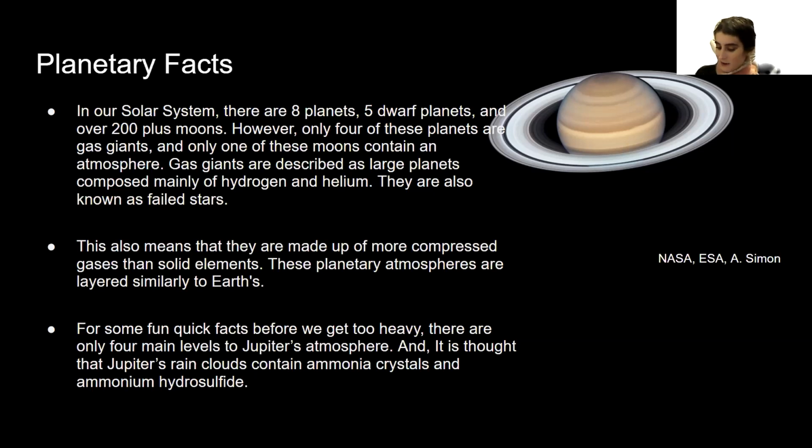But because our one reference is from one particular gas giant, today let's dive into Jupiter. Fun fact about Jupiter, it has only 3 main levels to its atmosphere, and it's thought that Jupiter's rain clouds contain ammonia crystals and ammonium hydrosulfide. We've also carried this 3-layer system into our build we will be showcasing today.